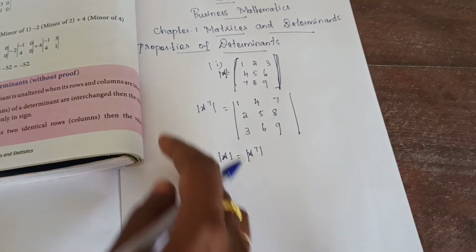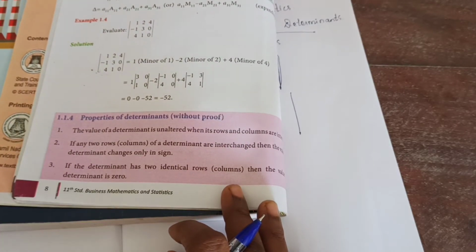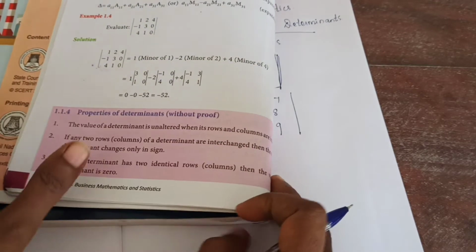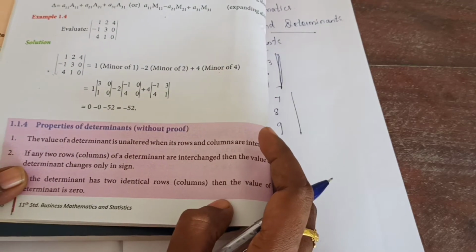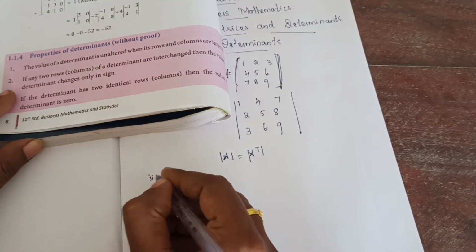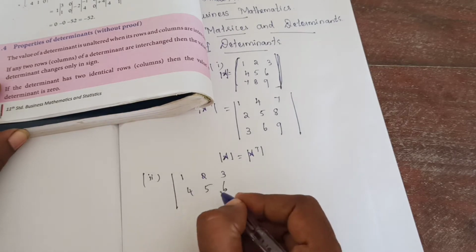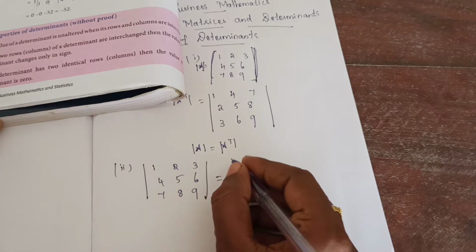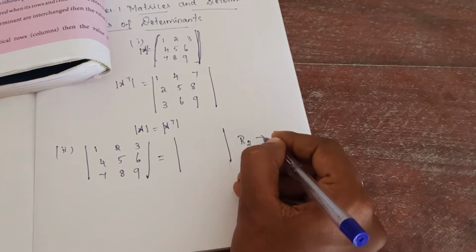Then second property is if any two rows or columns of the determinant are interchanged, then the value of the determinant changes only in sign. Any two rows or columns. For that I am giving one example. Same example we can take: 1, 2, 3, 4, 5, 6, 7, 8, 9. Now what they said, I can interchange any two rows or columns.